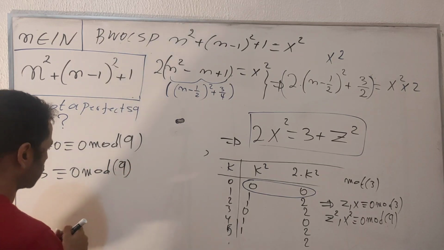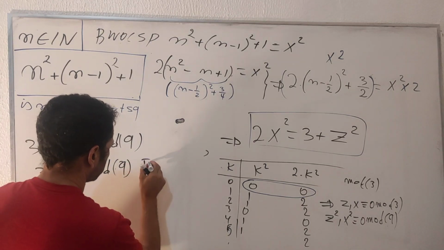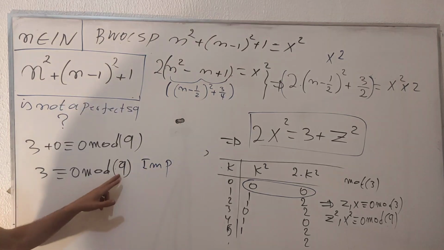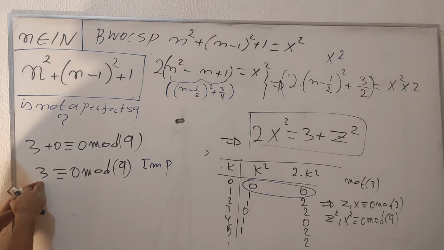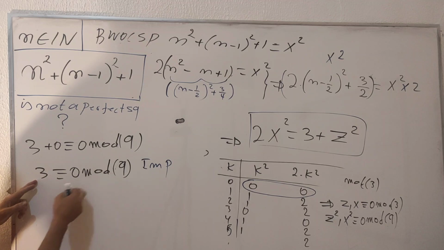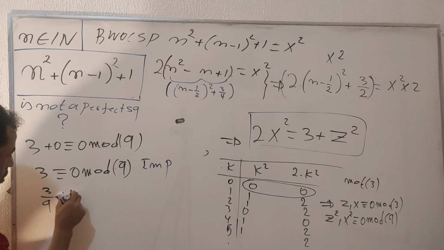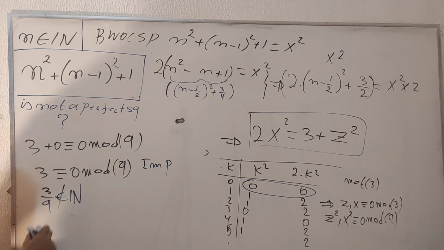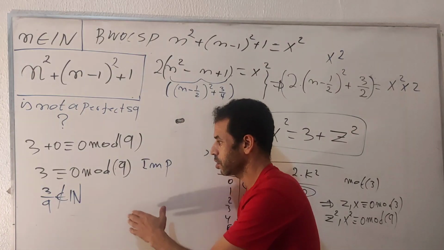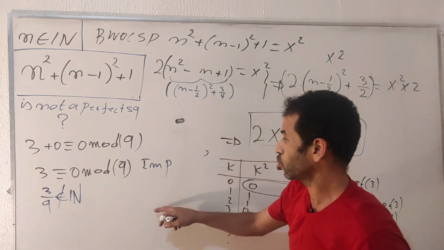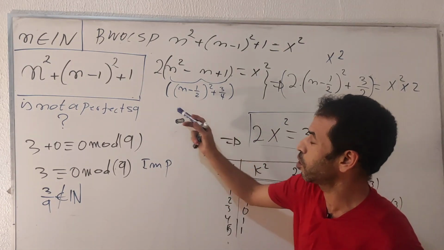This is impossible because the modulus exceeds it. That's why you cannot have an integer here. 3 over 9 is not a whole number. Since we have ended up with this contradiction, it means it's impossible to have a perfect square.